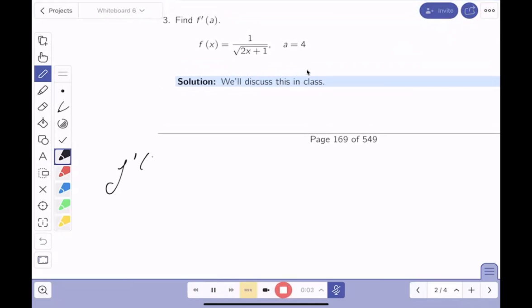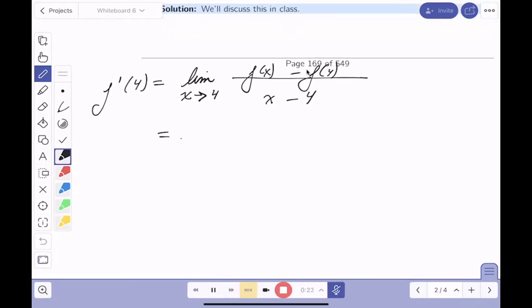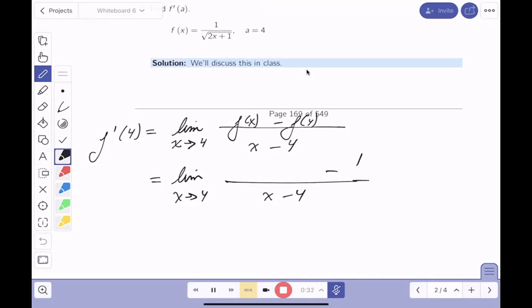F prime at 4 equals the limit as x approaches 4, f of x minus f of a, which is 4, over x minus 4. Let's keep going. Equals the limit x approaches 4, x minus 4. What's f of 4? Oh, it's a fraction. It's 1 over the square root. What would it be? It would be 2 times 4 is 8. 8 plus 1 is 9. Square root of 9 is 3.